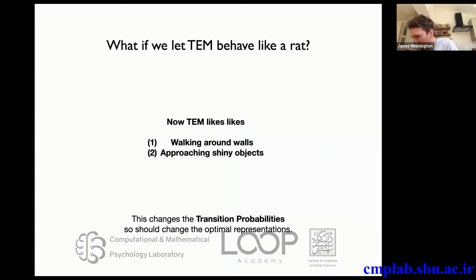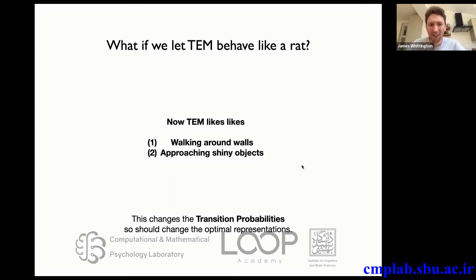So that was diffusive behavior, but often animals don't just operate by diffusion. If you look at a rat, it likes to run around the walls. As I say that, unfortunately, I actually just see a rat outside my house. Okay, but anyway, you see a rat that runs along the walls, or rats that like to approach shiny objects. Okay, so how might this change the optimal representations that you might learn in the Tolman-Eichenbaum machine?